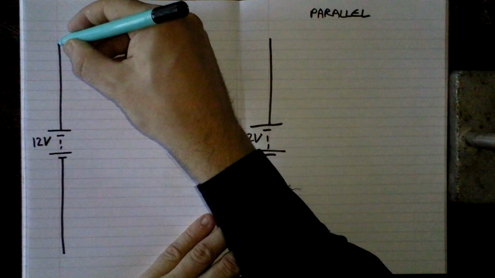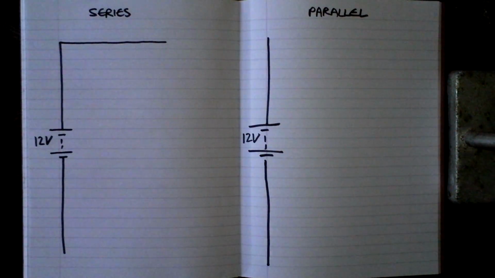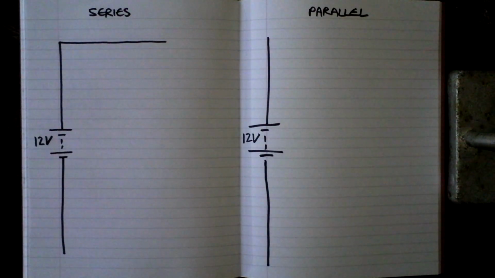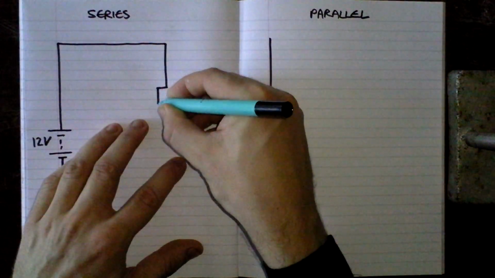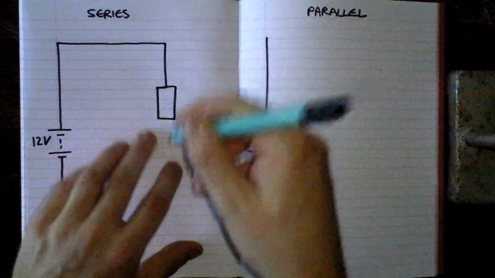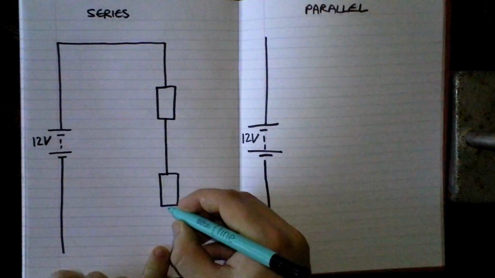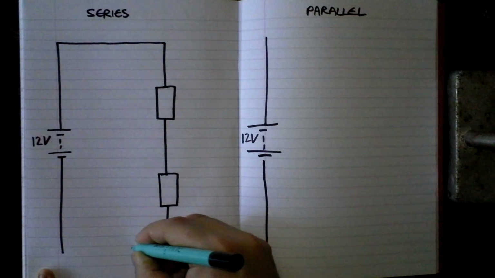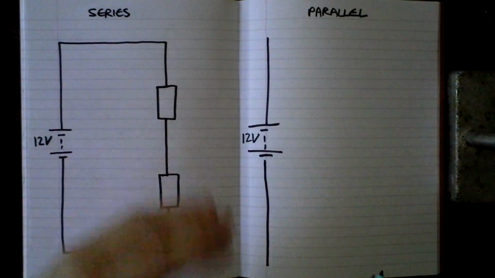Now, in a series circuit, all of the components follow one after the other, just like if you're watching a television series, you'll watch one episode, then the other, in order. So in a series circuit, your current would flow through one component, let's say a resistor, and then through the next component, and then carry on back to the battery. Now I've got a complete circuit. These electrons can flow around.